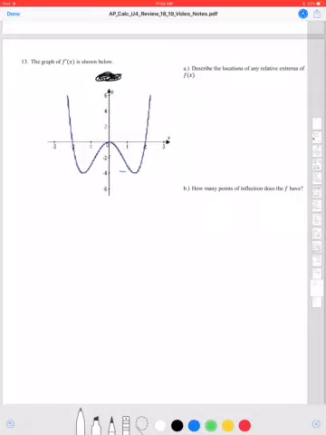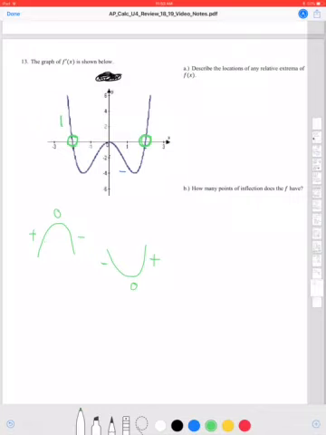All right, describe the locations of any relative extrema. Well, the graph that we can't see is f, so if it has a max, then the derivative should be positive and then negative and cross through 0. And if it has a min, it should be negative and then positive and crosses through 0. So we're looking for places on the derivative graph where the graph has positive values, crosses 0, and then negative values, or negative values and then crosses through 0 and then positive values.